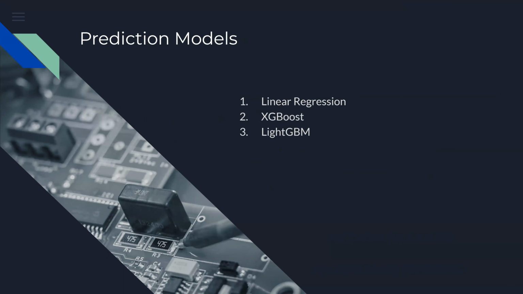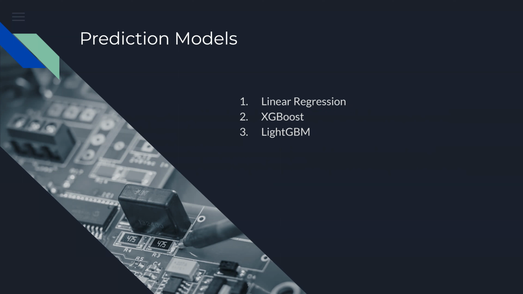Prediction models. Here we use three prediction models: linear regression, XGBoost, and LightGBM. Linear regression is a statistical and machine learning technique for modeling the connection between a dependent variable and one or more independent variables. XGBoost is a machine learning technique which combines weak prediction models to get a final model that is stronger and more accurate. It functions by incrementally increasing the model accuracy by adding decision trees.